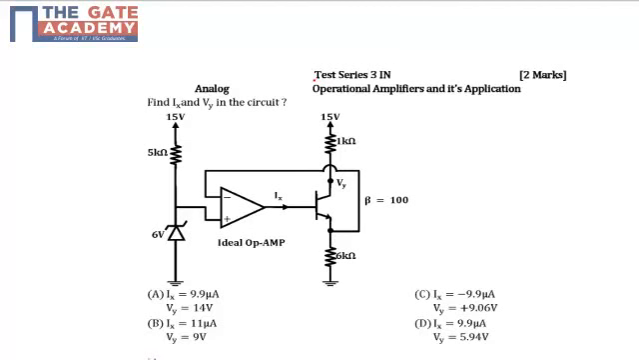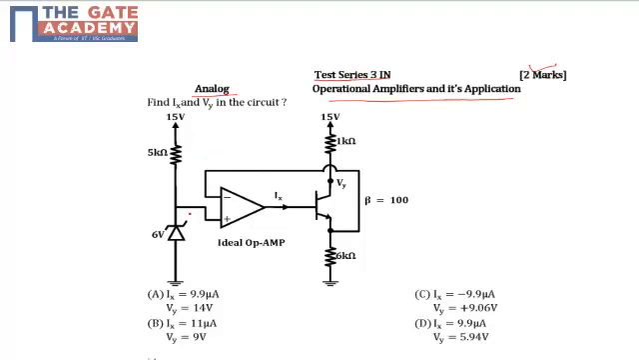Hello students, the given question is from test series 3, subject Analog, from the chapter Operational Amplifier and its Applications. It is a 2 marks question. Here we need to find out the Ix and Vy values for the given circuit. This is the given circuit. It is an ideal op amp.